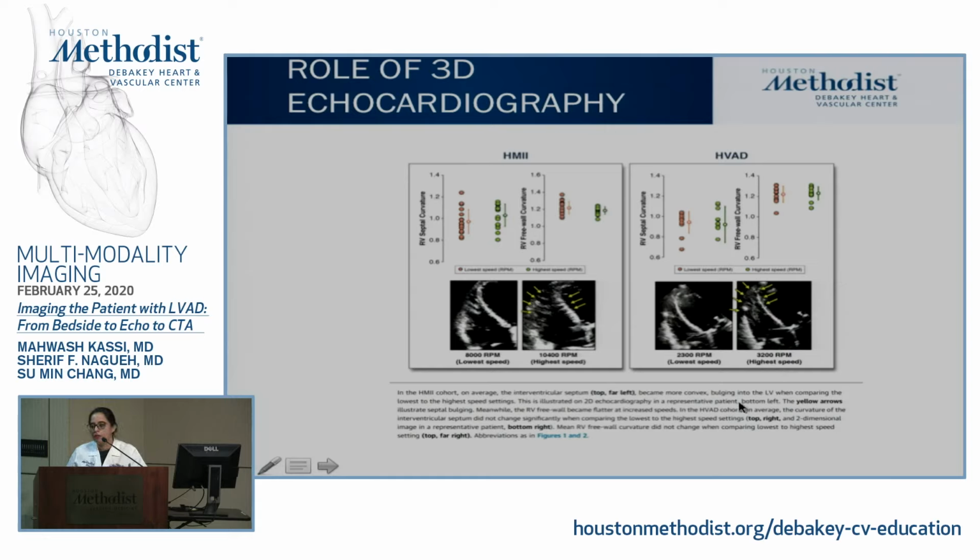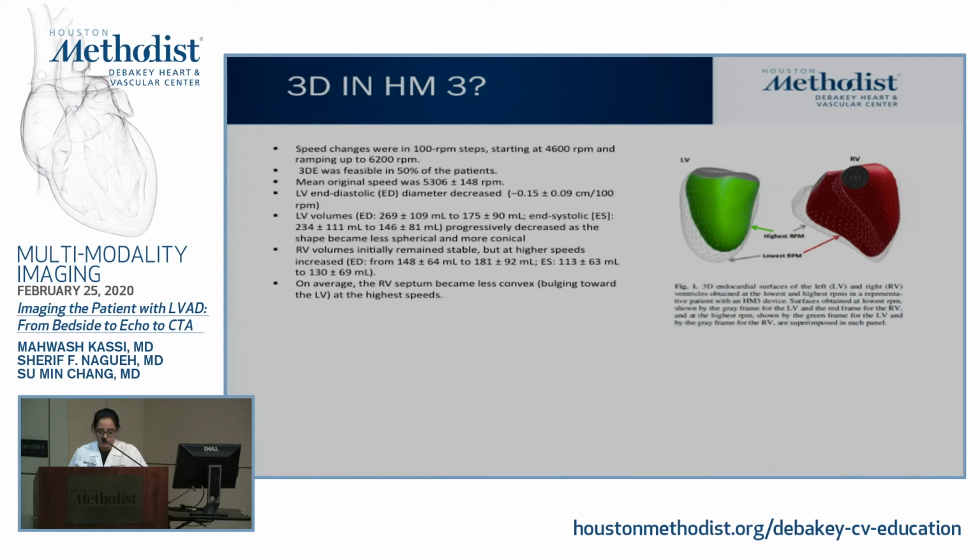So this information, whether the septum becomes more flat or more concave or is getting sucked towards the LV, is important for us to make decisions whether the speed is too much or too little for the patient. So then what about HeartMate 3s? There was a separate paper that looked at the HeartMate 3s, and they did similar increments. One of the pitfalls of 3D imaging, however, is that it's only feasible in almost 50 to 60% of the patients, particularly with LVAD.